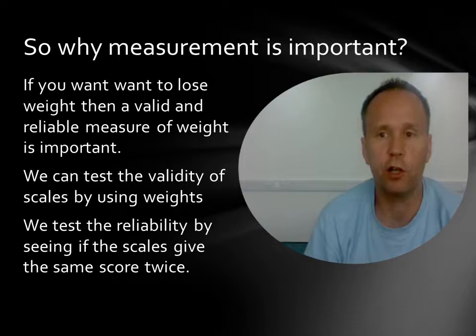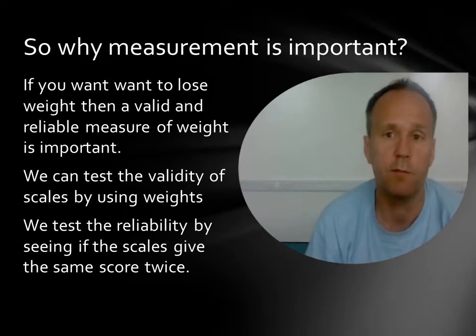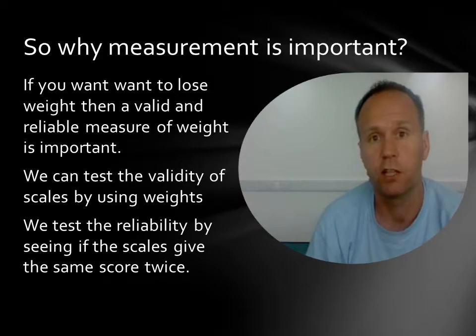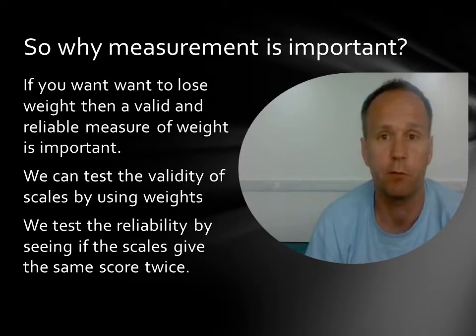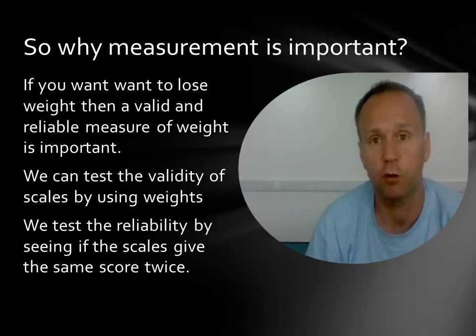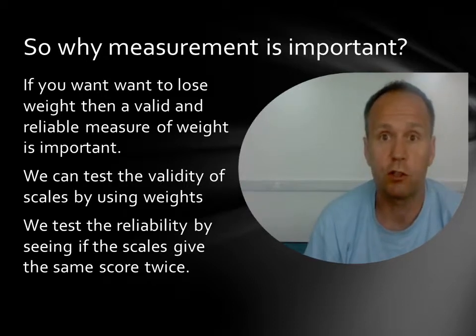Well, if we wanted to lose weight, we'd need a set of scales to test and retest our body weight, and we want those scales to be valid and reliable. Now, what do we mean by valid? Well, valid means that they've got to provide accurate figures for how much you weigh, and we can test that by getting some standard weights, taken maybe from the gym, put them on the scales and see what the score is, and it should be the same as what the weight is. So in other words, the scales are a valid representation of weight.